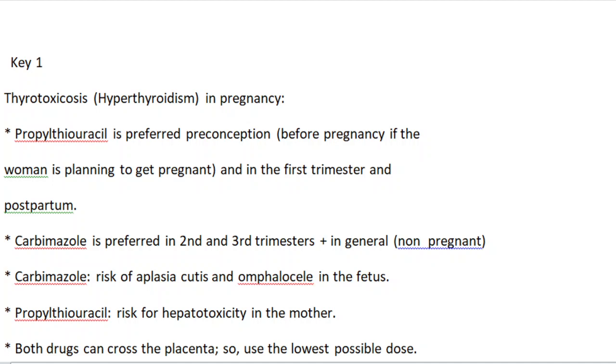Okay, so welcome. Let's start with the endocrinology key number one. The first one is thyrotoxicosis, hyperthyroidism in pregnancy. So what we do is we use propylthiouracil preconception. So the female is trying to conceive. There we can give propylthiouracil.